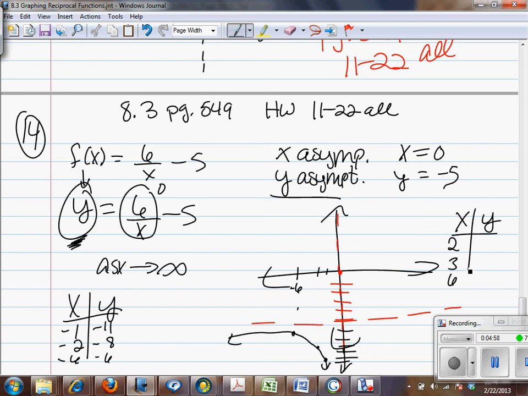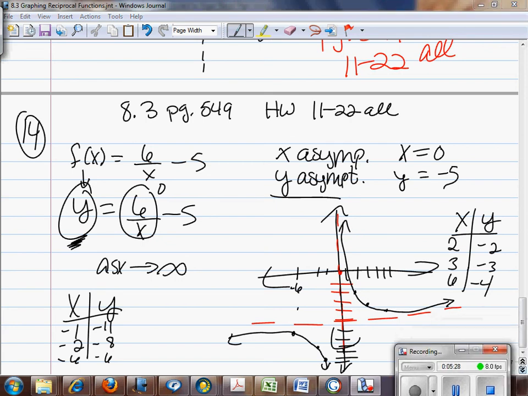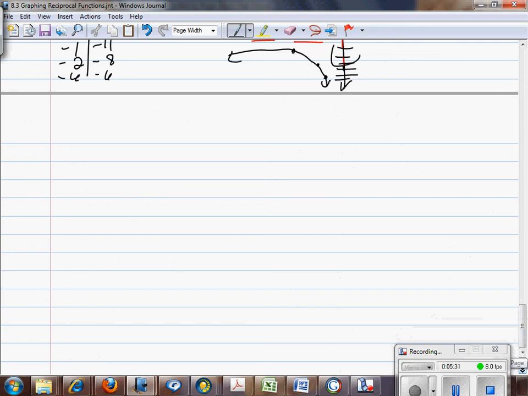2, 3, 6. You'd have negative 2, negative 3, negative 4. So then if you graph these, 2, negative 2, 3, negative 3, and 6, negative 4. So you can see that it's going to look like that, something like that. Okay, so there's that. Let's do 2 more quickly.